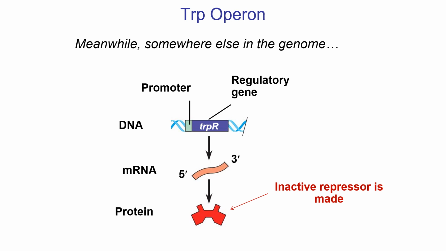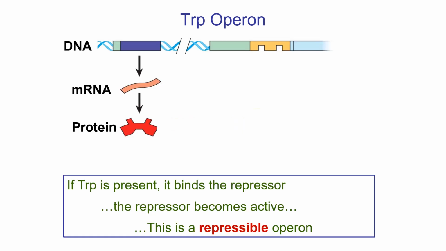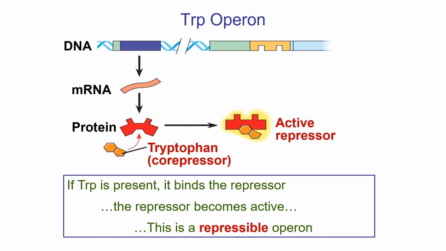But that changes if tryptophan is present. If tryptophan is present, it will bind to that repressor protein, and that repressor changes shape. It's now being activated. It can actively repress the operon. So it's going to travel to the operon and bind there, and no RNA is going to be made for any of these 5 genes.